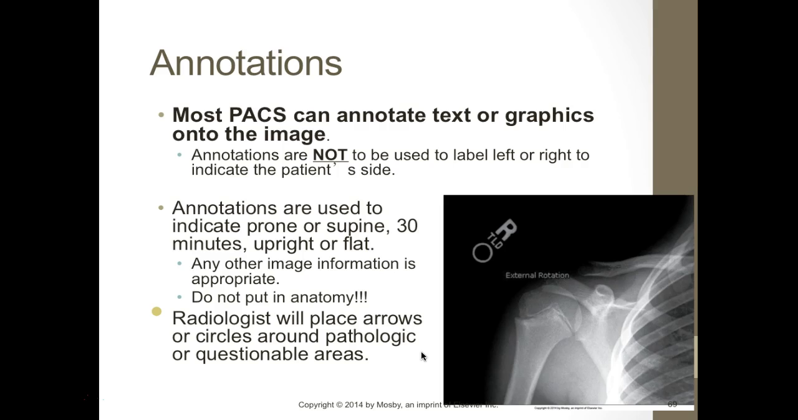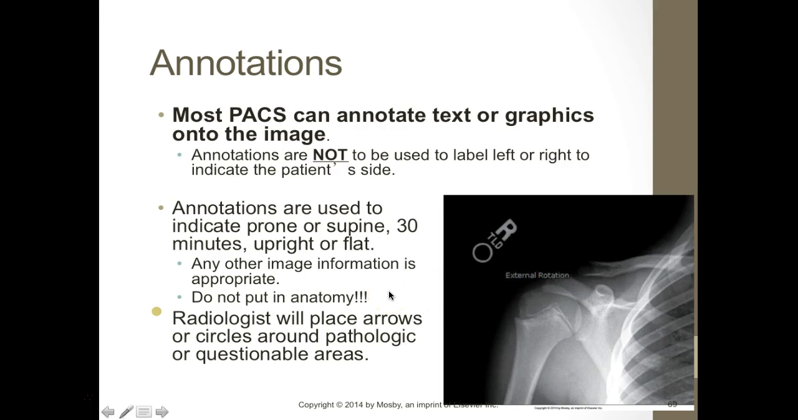Annotations are used to indicate prone or supine, 30 minutes, upright or flat. Do not annotate in the anatomy like this image is. Here they have the right marker on, it's in a good location, but then they annotated this external rotation, and it's right here in the chromium. You need to take that and move it so it's out of the patient's anatomy. This is absolutely not okay. If you do this on a comp, I will pull your comp. So nothing in the anatomy.